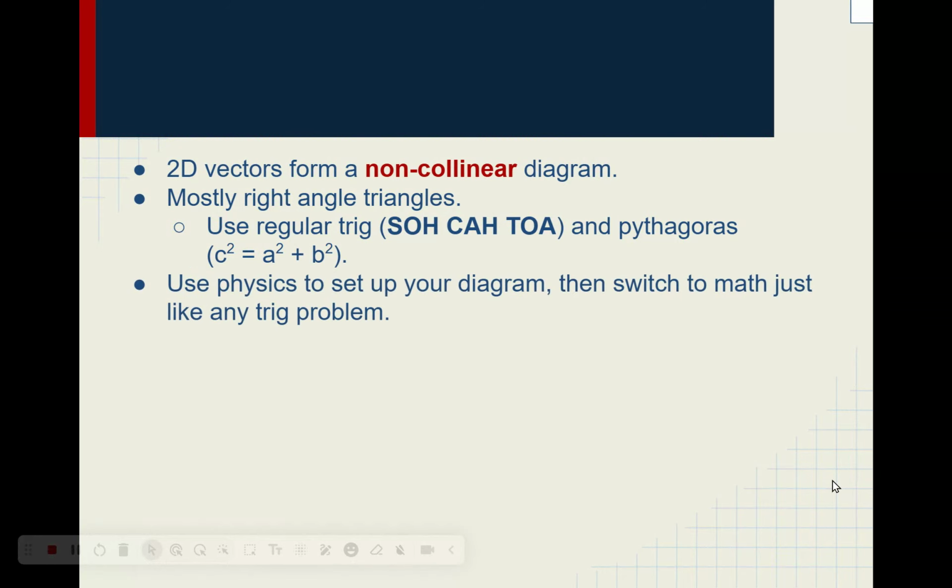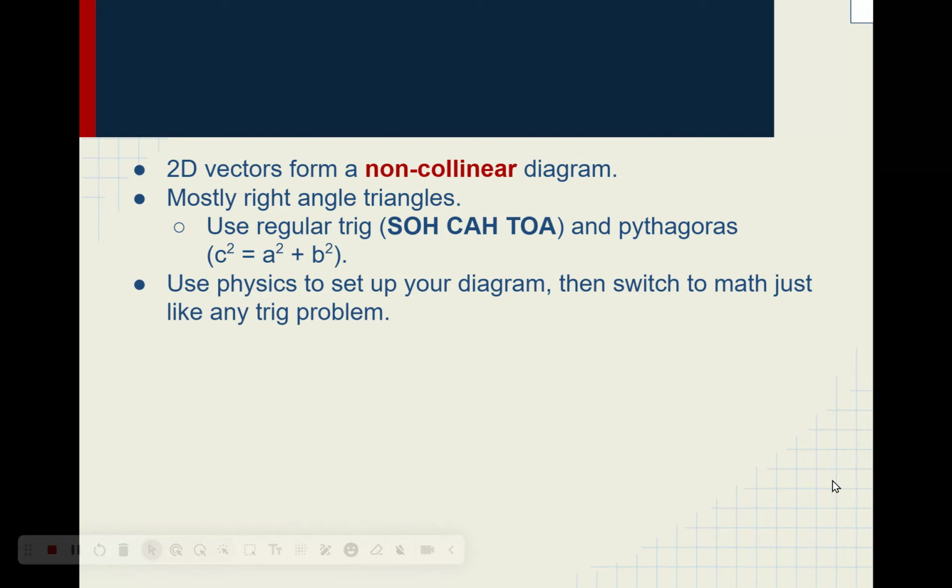When you are doing these problems, what you have to do is use physics to set up the diagram. By that I mean follow the rules from the 1D stuff, like vectors have to touch head to tail. You can pick them up and move them as long as you don't change their size or direction, all that stuff. We use the physics to set up the diagram, making sure that our diagram is vectors. They have to have arrowheads, okay? Because we have to be able to follow the rules of head to tail.